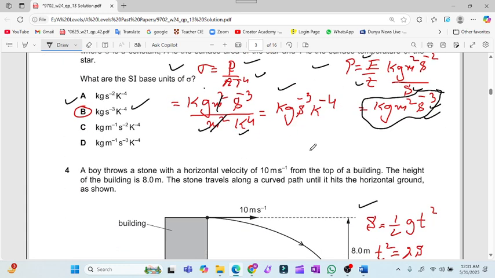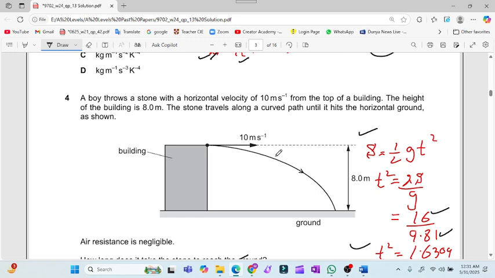Now question number 4. A boy throws a stone with a horizontal velocity 10. So this is a projectile motion. This is a horizontal velocity.